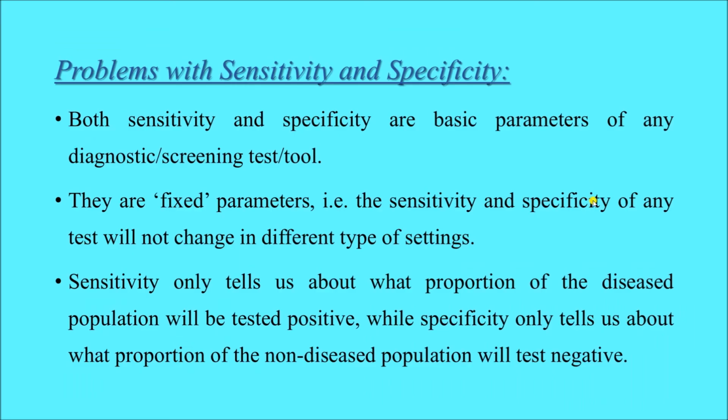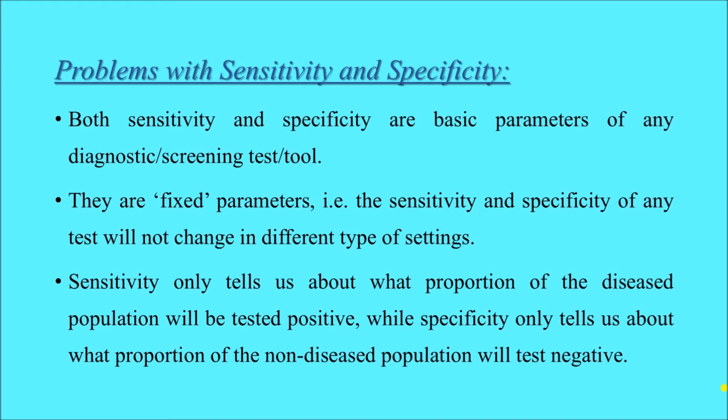Now, what are the problems with sensitivity and specificity? Both are basic parameters of any diagnostic or screening test or tool, and they are fixed parameters; depending on the situation or different settings, the sensitivity and specificity do not change, right? We know what sensitivity and specificity are because we already discussed them. Sensitivity only tells us what proportion of the diseased people will test positive, while specificity only tells us what proportion of the non-diseased population will test negative.